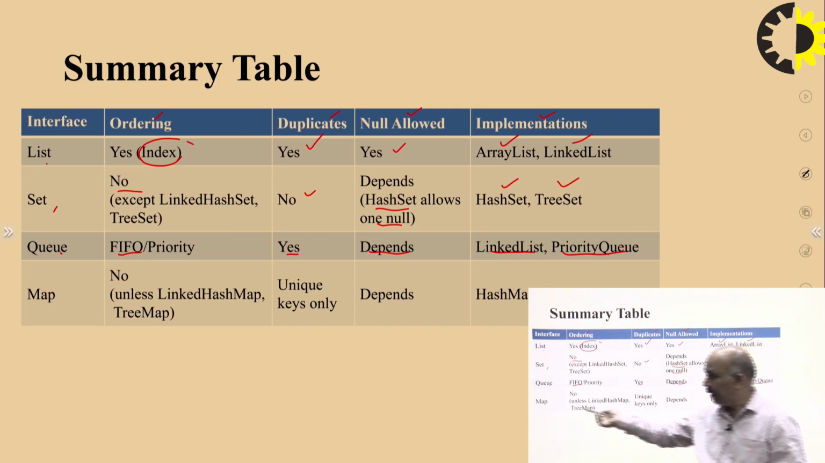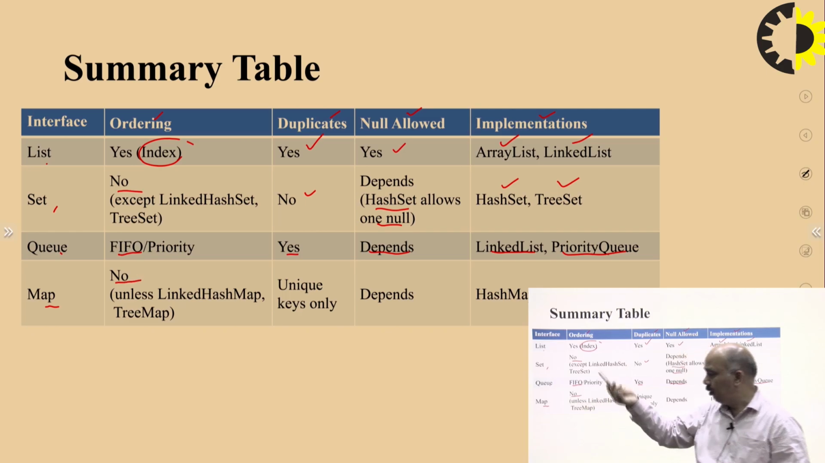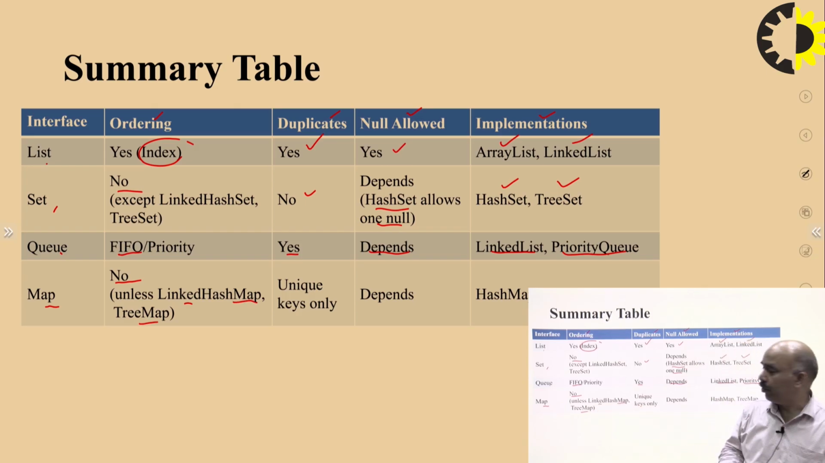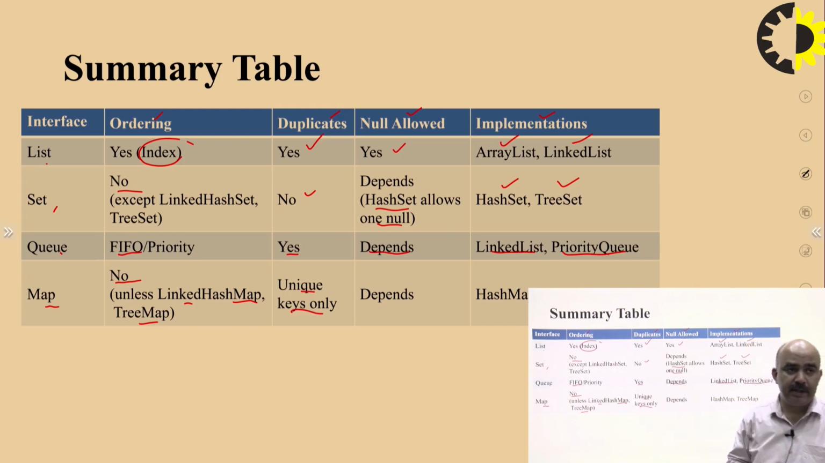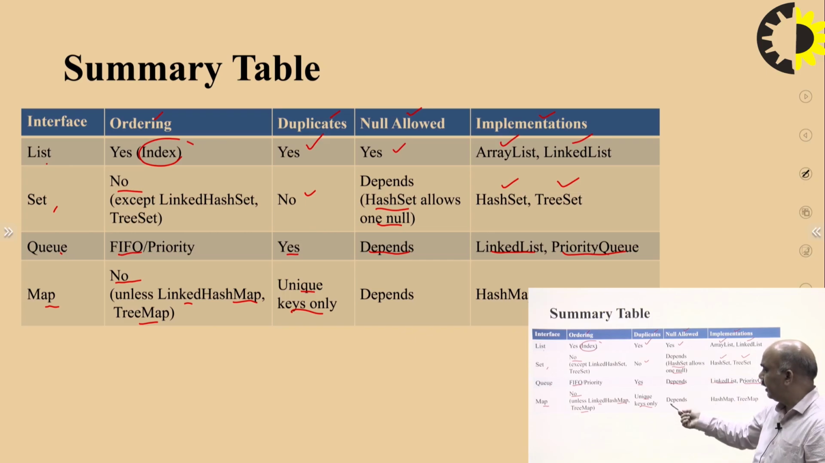Another is the Map, which is not part of the Collection interface but is part of the collections framework. Here there is no ordering unless we use LinkedHashMap or TreeMap; otherwise there is no ordering. A unique key is provided for the values, even if the values are duplicated. Null again depends on the application. We implement it using HashMap and TreeMap.